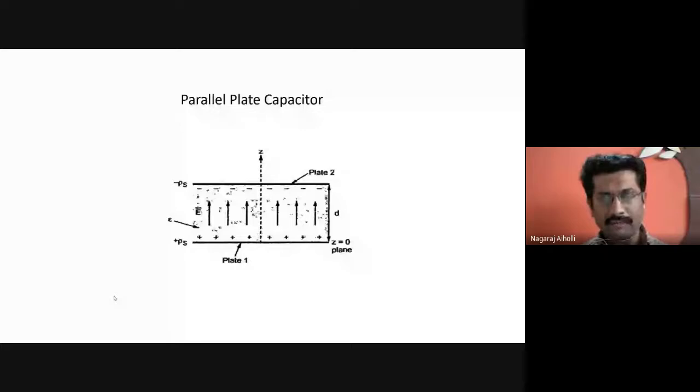Hence C is equal to epsilon naught into epsilon R into A by D. Any difficulty here, students, in this derivation of the parallel plate capacitor? So this may be an examination question: derive the equation for the capacitance of the parallel plate capacitor. So you have to draw the figure, and then with these steps, you should arrive at the equation C equal to epsilon A by D, which is equal to epsilon naught into epsilon R into A by D farad.